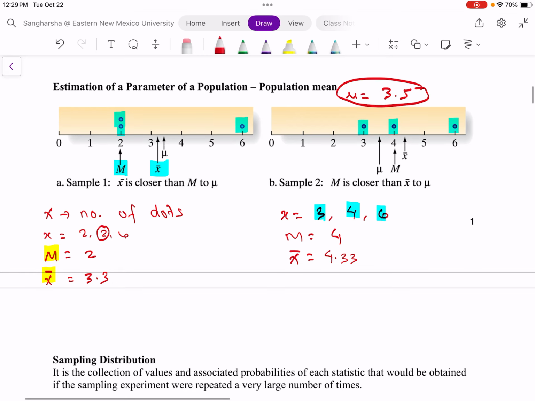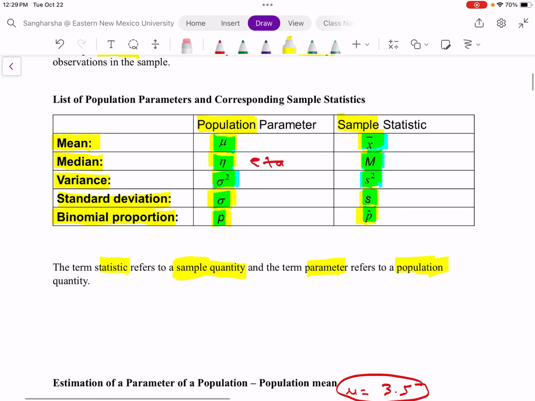And what are we trying to do here? We are using our statistic. So what are the statistics we are using here? Who can tell me what statistic we are using here? No, sample is not the statistic. What is the statistic? Let's go back to our table.